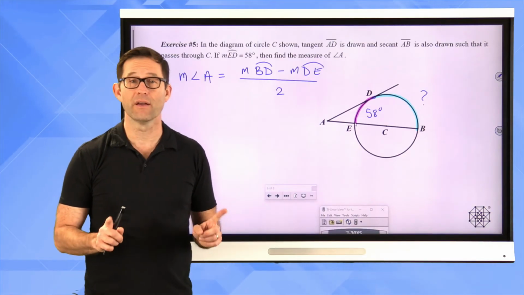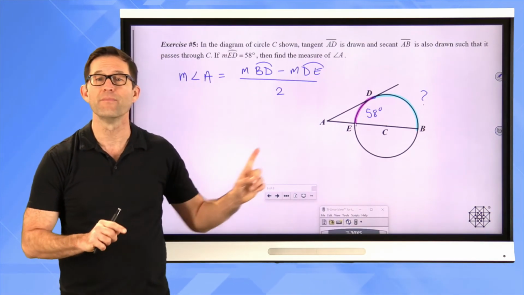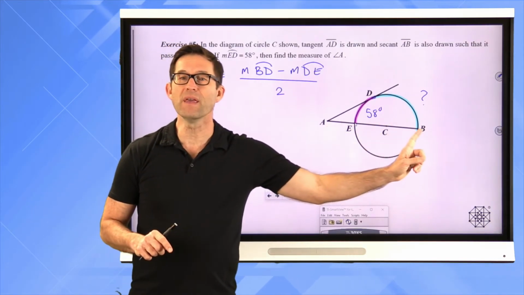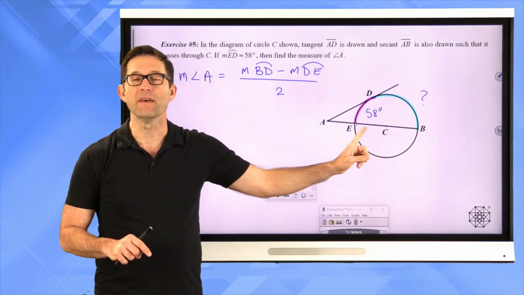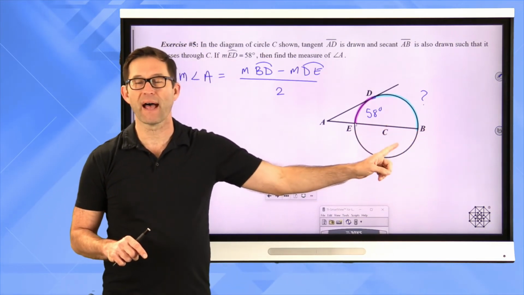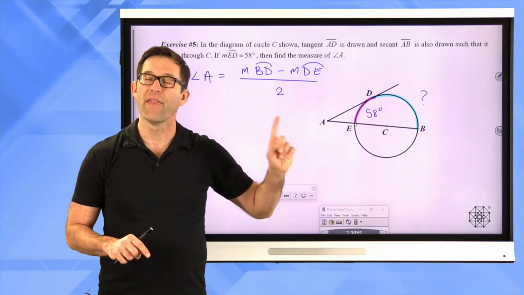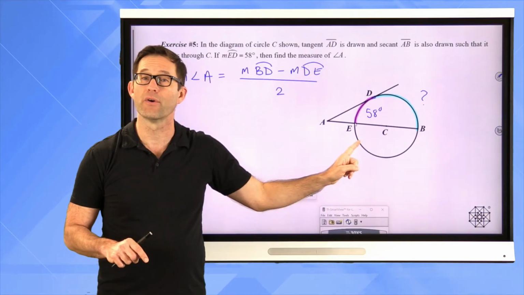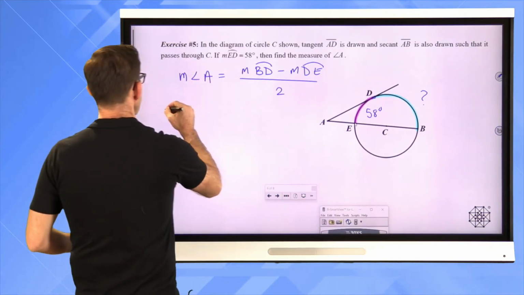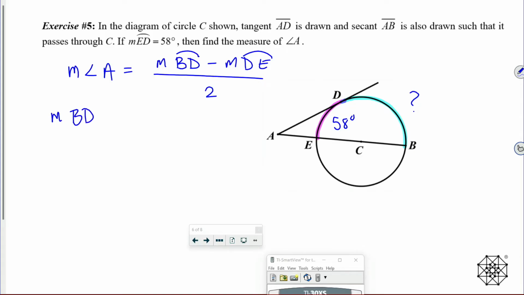All right, well the key here is, and it's a little bit subtle, right, is that secant AB includes a diameter, right? ECB is a diameter because it passes through the center of the circle. And that means that arc EB, this entire arc, is equal to 180 degrees. So the measure of arc BD will be 180 degrees minus 58 degrees, which is going to be 122 degrees. Yep, I think that's right.